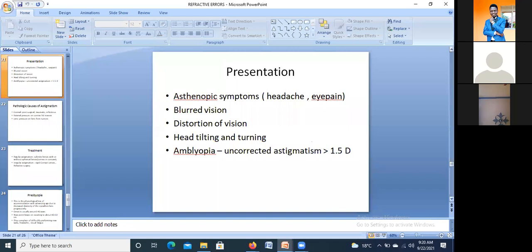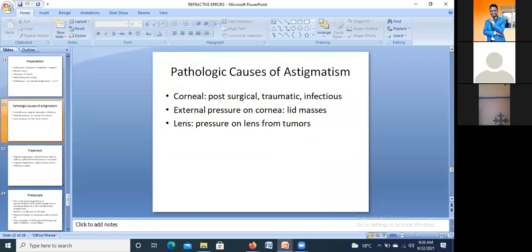The other pathological causes of astigmatism are, say, corneal surgery, corneal trauma, corneal infection, keratitis. Or sometimes when somebody has got a tumor of the eyelid. Tumors of the eyelid can compress the cornea and deform the cornea. And also sometimes the lens. So those are some of the pathological causes.